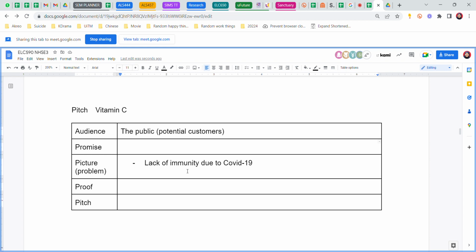Increase the immunity level, or it will turn out like this. For example, but you can change it. Usually you want to start with a question, the way you approach people. What if I tell you you don't need to be scared of COVID-19 anymore? For example. So that's how you start it, right? That's how you get their attention. The promise is actually attention.